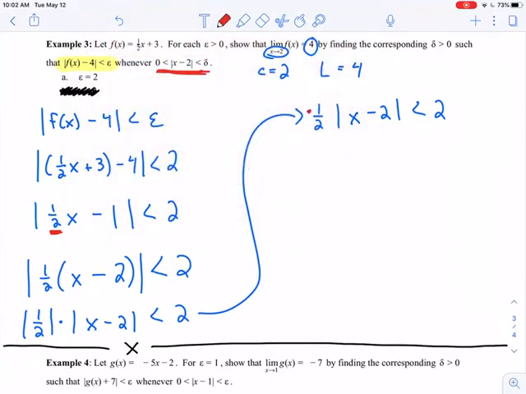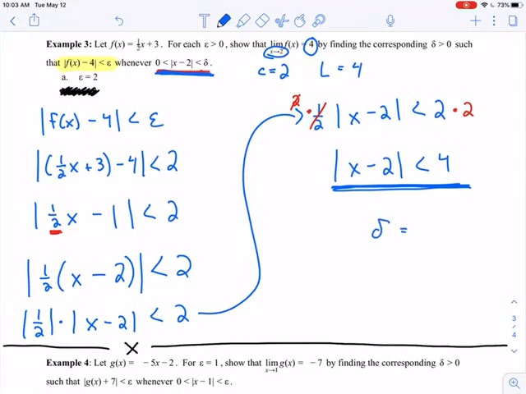I'm going to multiply both sides by 2 over 1. So I'll multiply both sides by 2. On the left-hand side, those two would cancel, which is what I want. And on the right-hand side, I've got 2 times 2 equals 4. So this says absolute value of x minus 2 is less than 4, and hopefully we should end up with exactly the same thing as we've got up here, right? We've got absolute value of x minus 2 is less than delta. Here we've got absolute value of x minus 2 is less than 4, which means that I can just look at that inequality and now say, well, in this case, delta should be 4. And that is my answer. That is my solution to this problem.